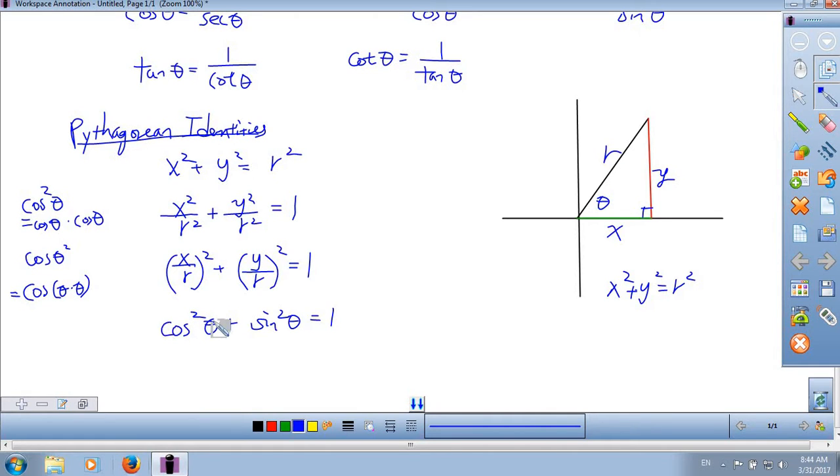When we write cosine squared theta, it means cosine theta times cosine theta. It means cosine theta to the second power. But if you write cosine theta squared, this means we're squaring the theta, not the cosine function. So got to pay attention. So we use this formula. This is the most basic Pythagorean identity that we will ever use: cosine squared theta plus sine squared theta is equal to 1. This is the most important thing that we will ever use.